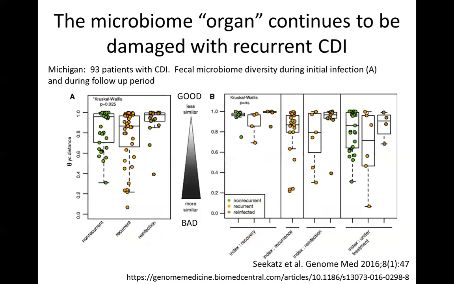So it's even better. This is Vince Young in Ann Arbor. So here are patients when they're newly diagnosed with C. diff. Another diversity index where down is bad, up is good. And all these little dots represent a person. So you can see lots and lots of persons here have poorly diverse microbiome.